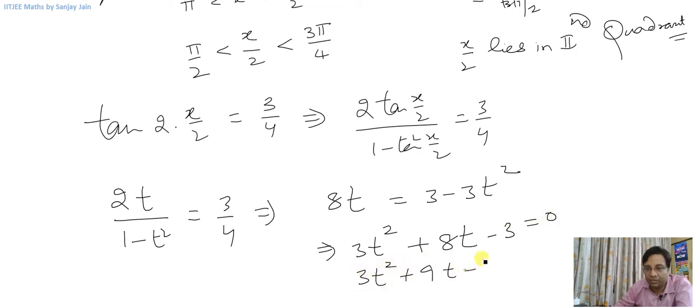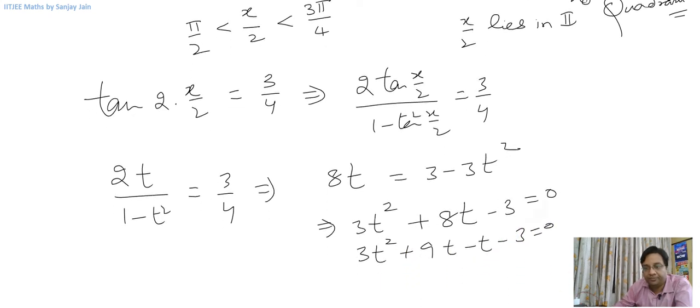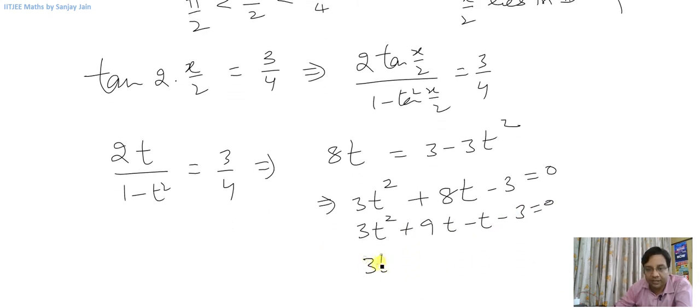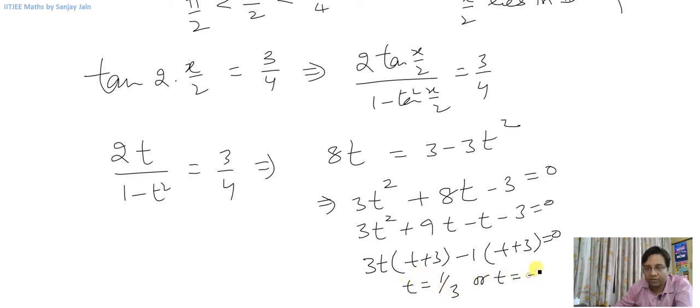So let me do it. Otherwise I would have used the quadratic formula. So let me take 3t common. So it will give me (t + 3)(3t - 1) = 0. So either t = 1/3 or t = -3.